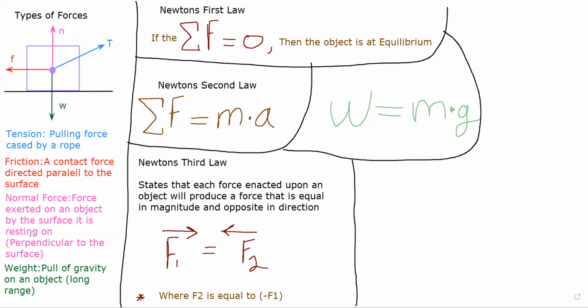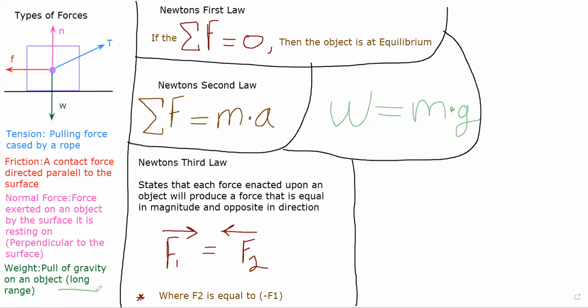Essentially, it's the counteraction to weight. It's the force that acts upon an object when it's resting on a surface. And this force is perpendicular to the actual surface. So if the surface is going horizontally, normal force is vertical. And then finally, there's the counterpart to normal force, which is weight. That is the pull of gravity on an object.